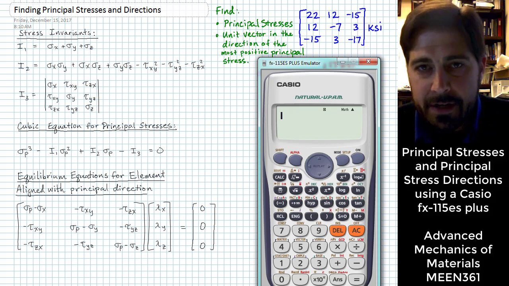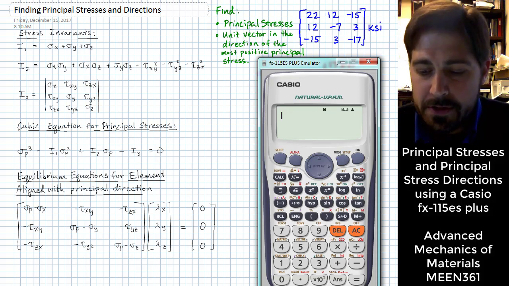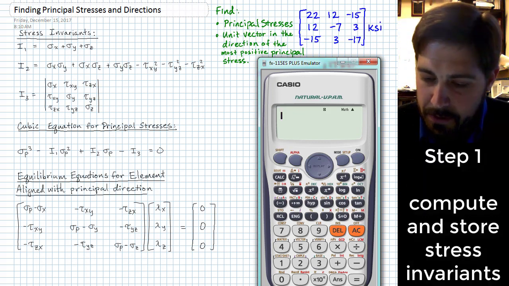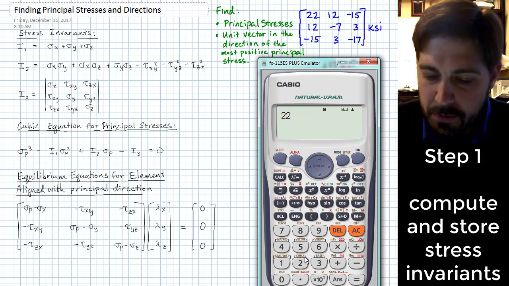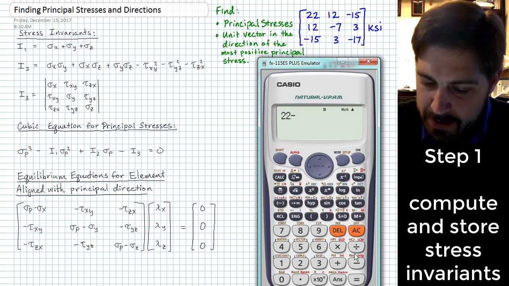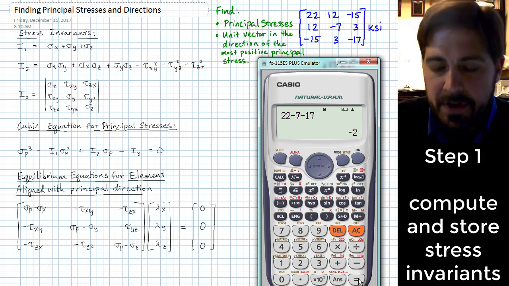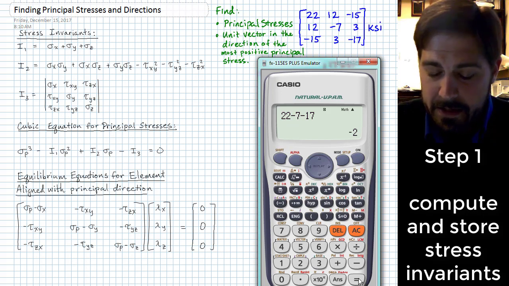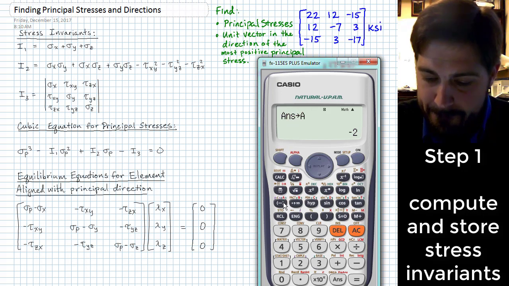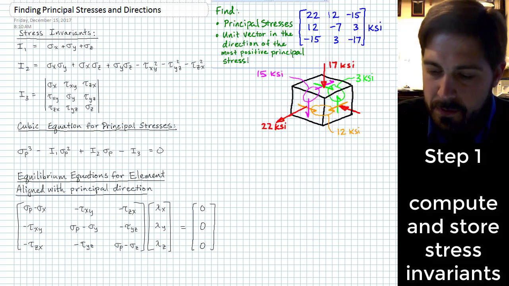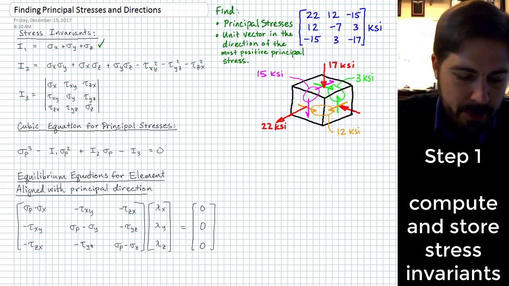Here's the calculator. I've got an emulator up here so we can see what all the keystrokes are going to be. The first thing I'm going to do is load these stress invariants. I'll have the normal components of stress, which are 22, minus 7, and minus 17. That takes care of the first stress invariant, and I'm going to store that into variable A.